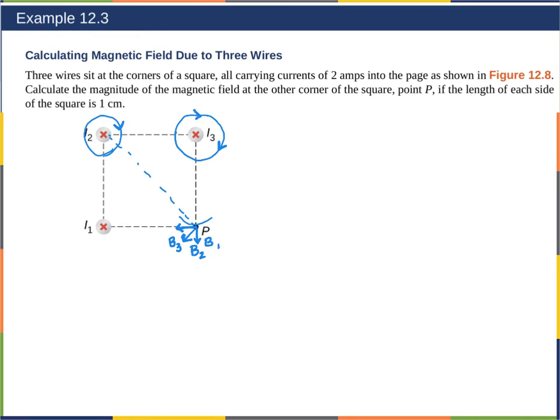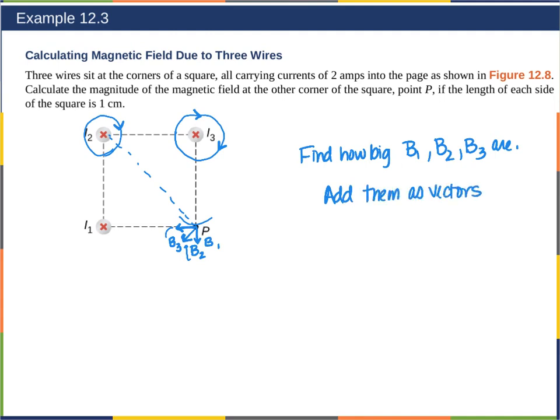And now I see all my B's are so close together, it's hard to see which ones they represent. But it's B3, B2, and B1. So once you know that, you have to find how big B1, B2, and B3 are, and then you have to add them as vectors, which means you're going to have to find components, add like components, do the Pythagorean theorem, find the angle, all that. But that's what I'll leave you to do when we meet in class.